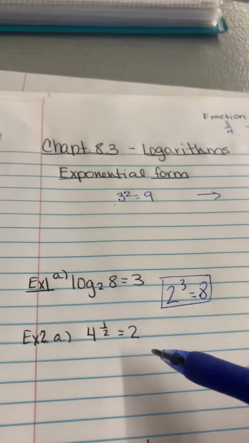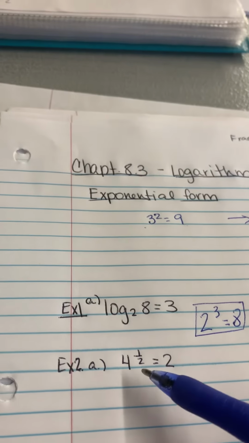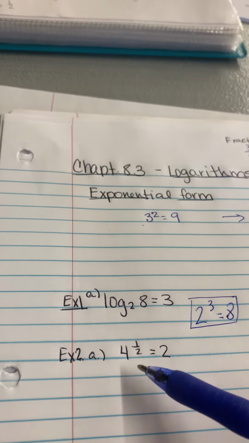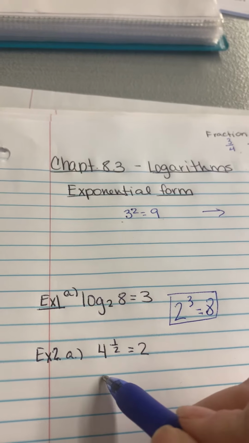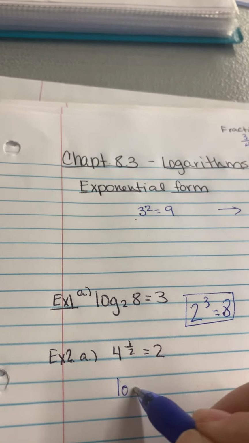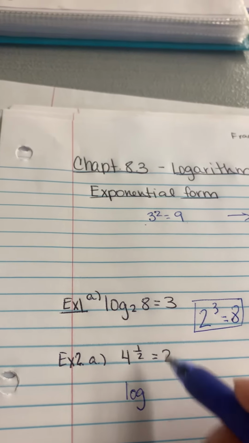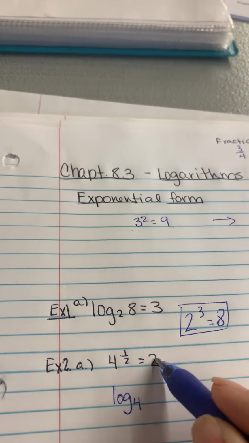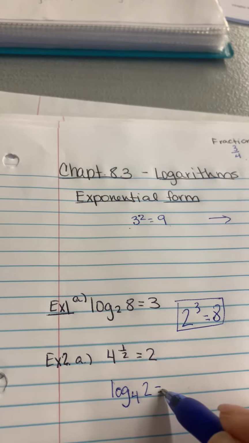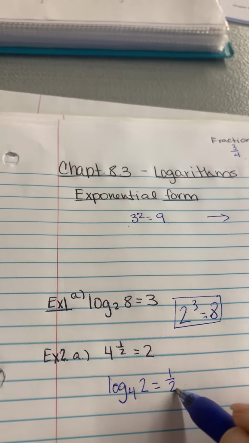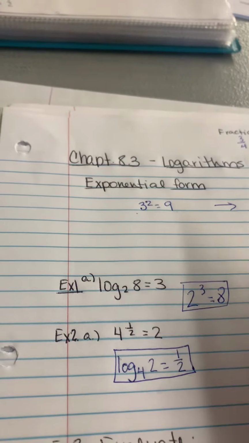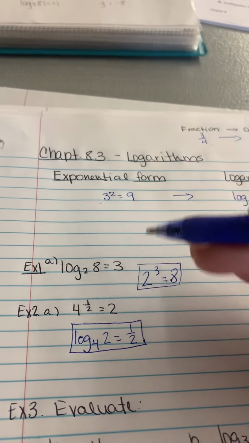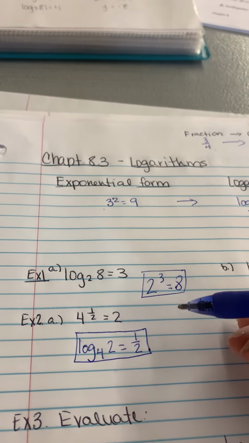Now, for example 2, I gave you exponential form. We're going to put it in logarithmic form. So first thing I'm going to do is write log. What's my base? 4. What's my exponent? 2. What's my answer? 1/2. And that's it. That's all that we have to do. That's just converting it from log form to exponential form and vice versa.